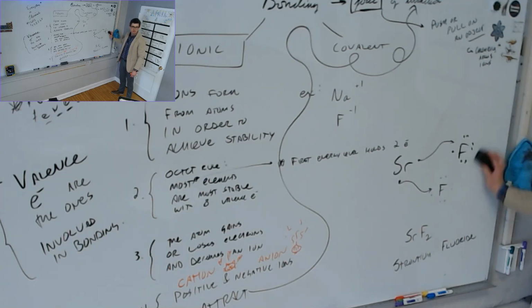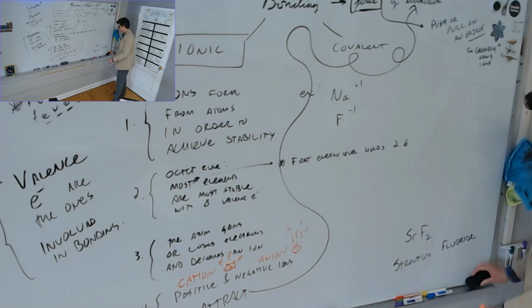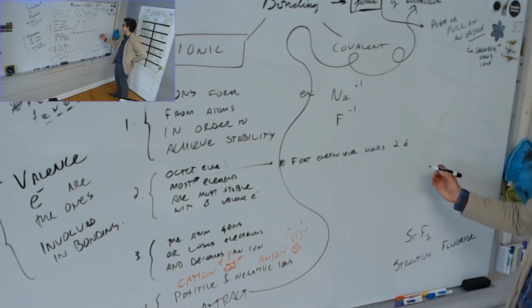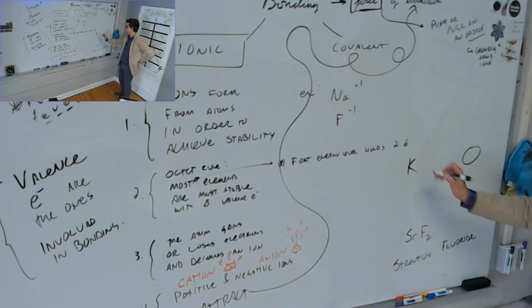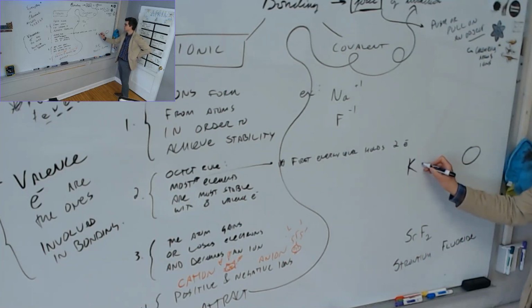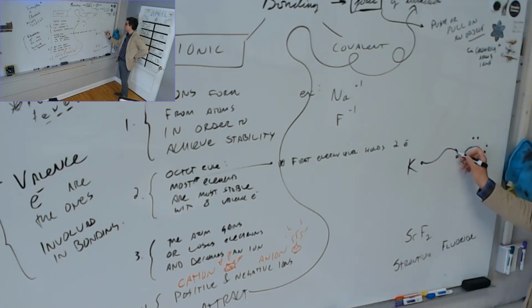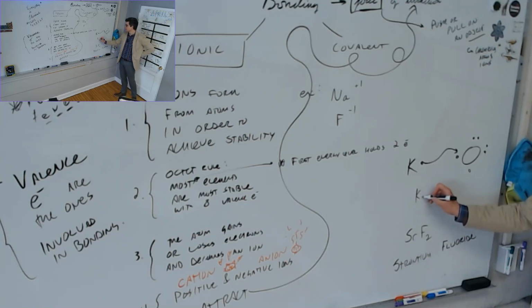Can I erase this? I'm gonna. Let's do, what if we had potassium and oxygen? How many valence electrons for potassium? 1. Oxygen? 6. 1, 2, 3, 4, 5, 6. Uh-oh. This potassium really left the oxygen hanging. What has to now happen? There has to be another potassium.